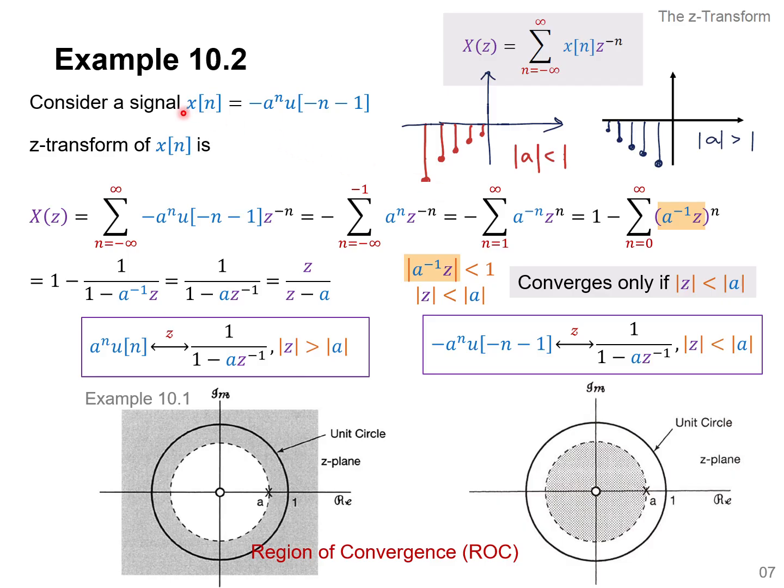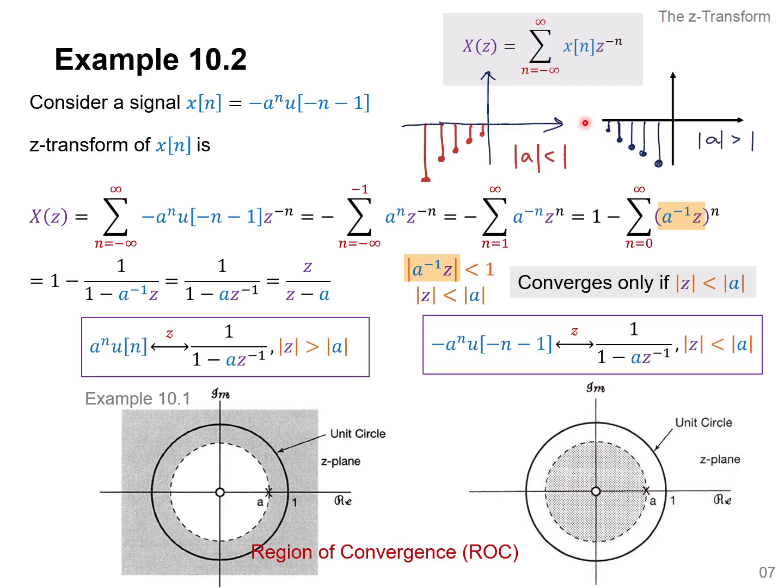In this example, we look at the z transform of a left-sided signal. The term u of minus n minus 1 means the signal exists only for negative n. For n smaller than 0, the signal grows when the magnitude of a is smaller than 1, or it gets smaller when the magnitude of a is larger than 1. For positive n, the signal is 0.